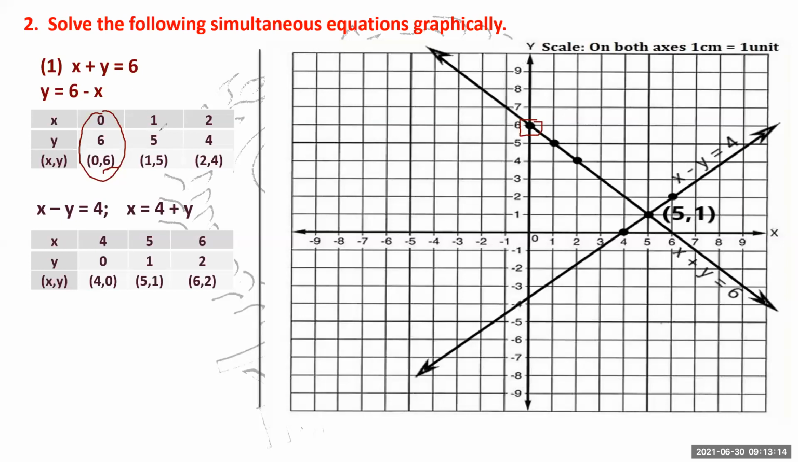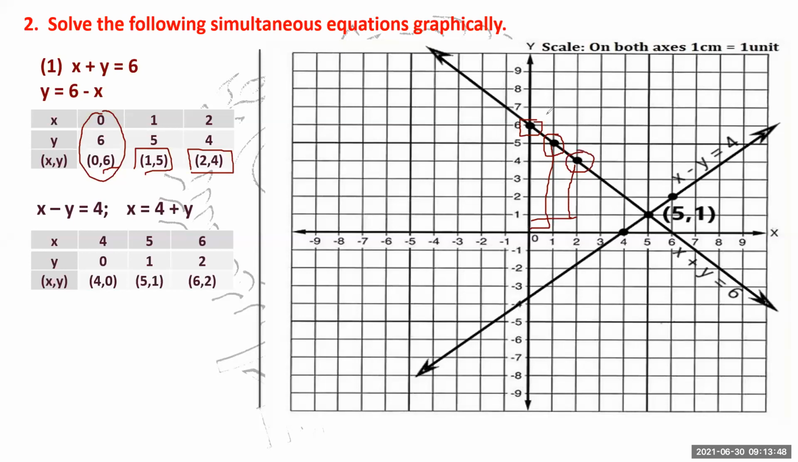After that, 1, 5. So x is positive 1 and y is positive 5. You move one place towards positive 1 from the origin and 5 places up: 1, 2, 3, 4, 5. You get your second point over here. Is this clear? Now the next point, 2, 4. x is positive 2, so you move 2 places towards positive 2 and 4 places up. So this is your point 2, 4.